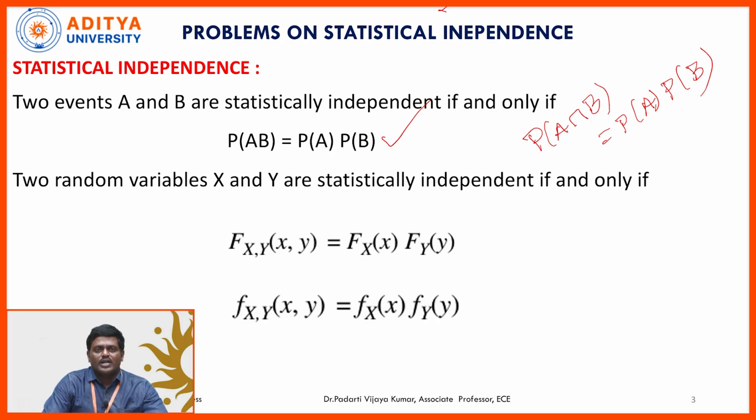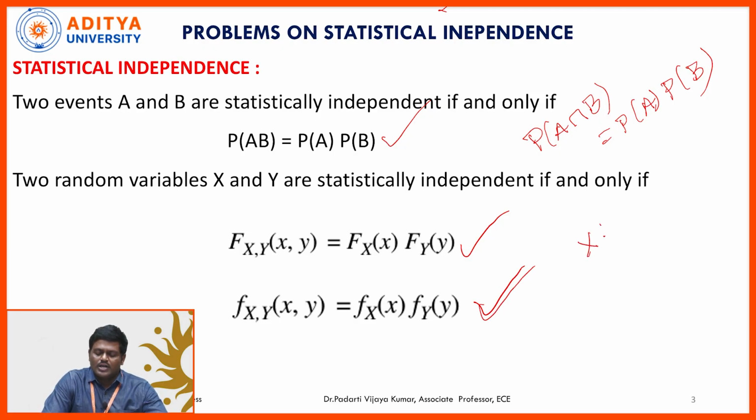When it comes to random variables, we need to see the condition. The conditions are expressed in terms of two things: the joint distribution function and the joint density function. If the joint distribution function is the product of the individual marginal distribution functions, then we can say X and Y are statistically independent. Otherwise, if the joint density function is the product of the individual marginal density functions, then we can say they are statistically independent.